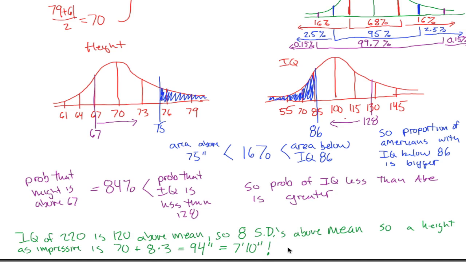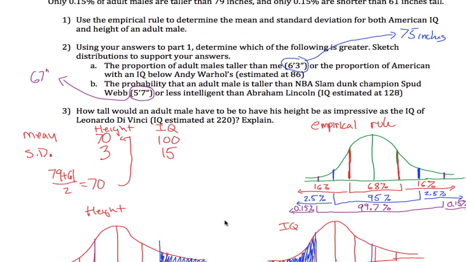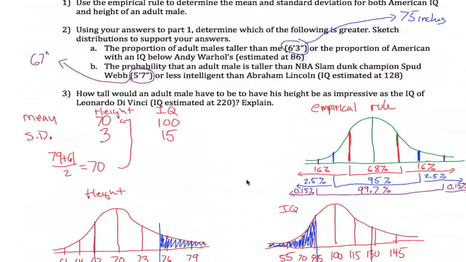So the point that we're getting at here is Leonardo da Vinci had a pretty high IQ, if that's true. I mean, this was estimated from some website, but I guess that's the end of this problem. So yeah, that's the end.